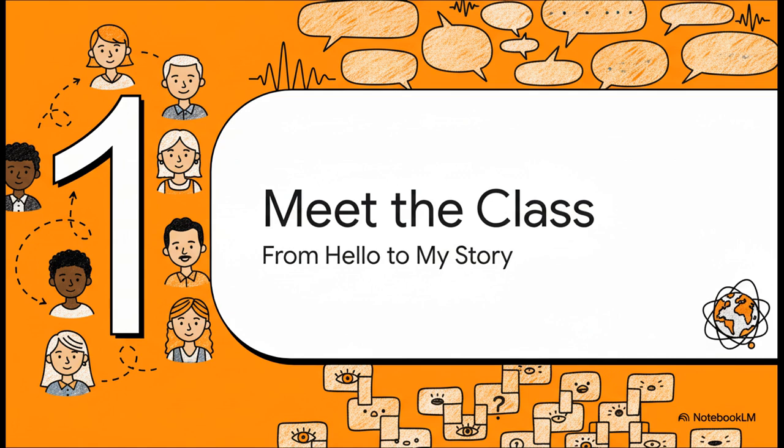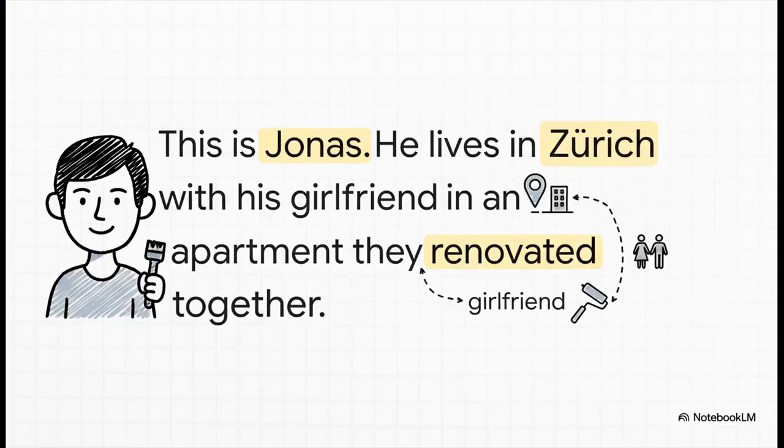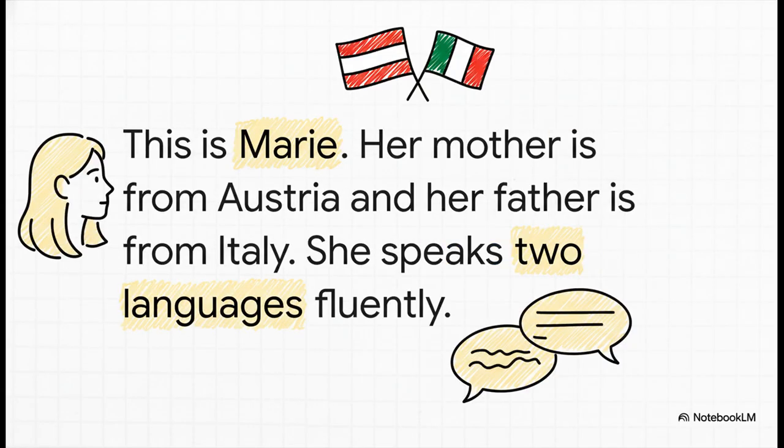Language is all about people, so let's start there. Let's meet our cast of characters. These are the folks from our source material who are, right now, figuring out how to share their world with us. First up, we've got Jonas. See, with just a few basic building blocks, we can already paint a pretty clear picture: where he lives, who he lives with, and even a cool little detail about their apartment. It's a solid, factual start. Simple, but it works. Okay, next, here's Marie.